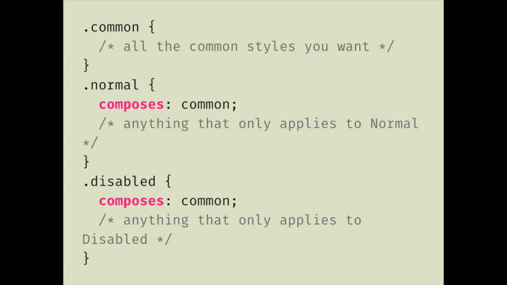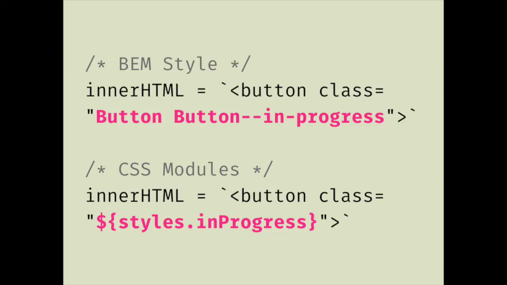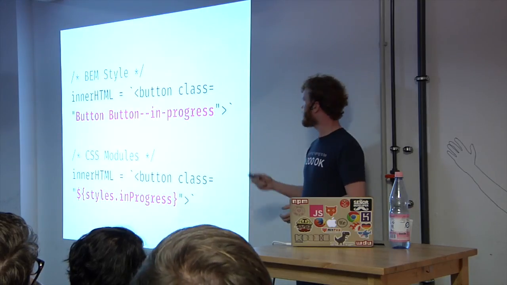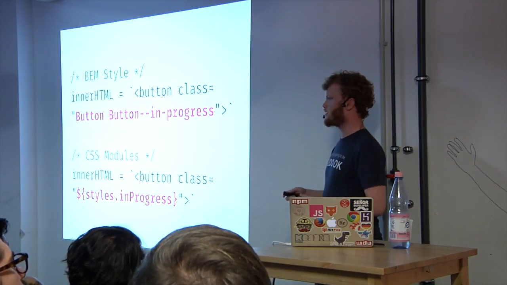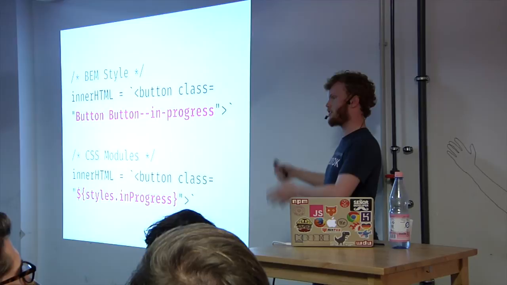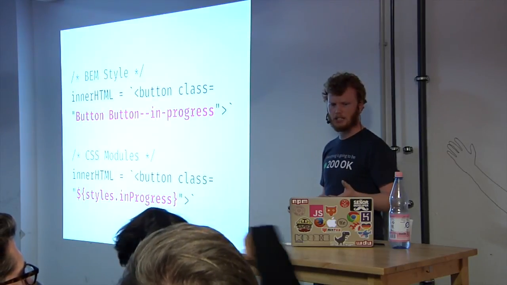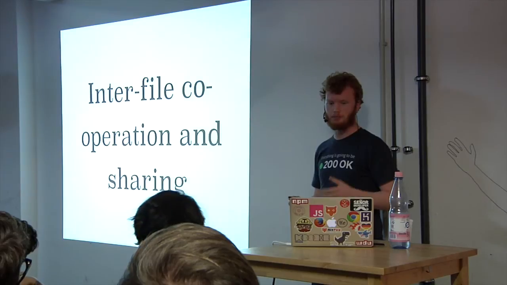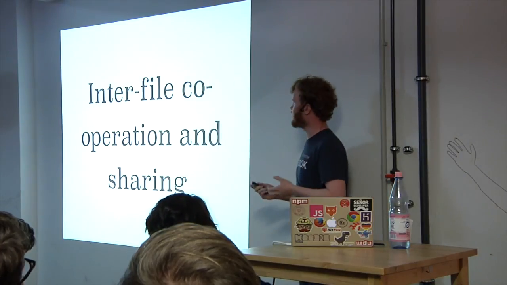And allows you to do this. So with BEM, you have button and button in progress, but with CSS modules, you just have styles.inProgress. It's really nice, and you can immediately tell the state of the thing based on the class, which is something that I think a lot of the BEM and SUIT and SMACSS, and what have I forgotten? You can tell the state really, really easily and really simply within your React component or web component or wherever. It's really nice. And because of this composes keyword, there's actually another really cool thing, which is inter-file cooperation and sharing.